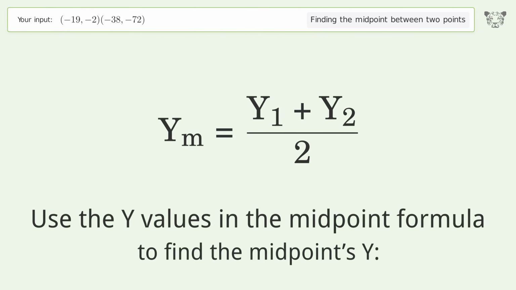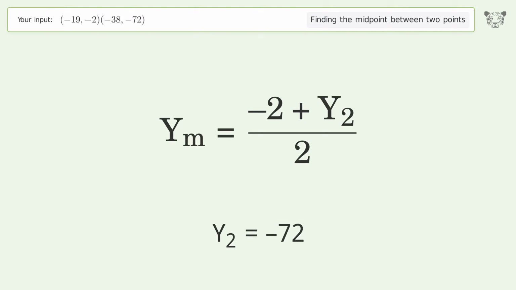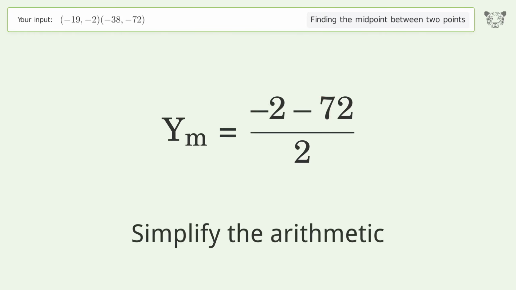Use the y values in the midpoint formula to find the midpoint's y. y1 equals -2. y2 equals -72. Simplify the arithmetic.